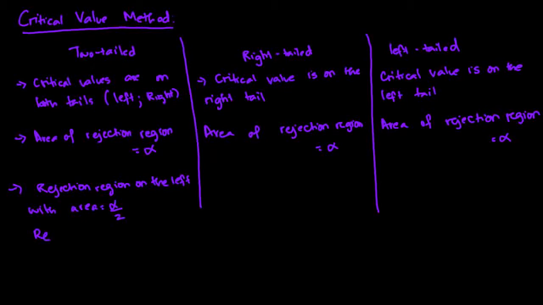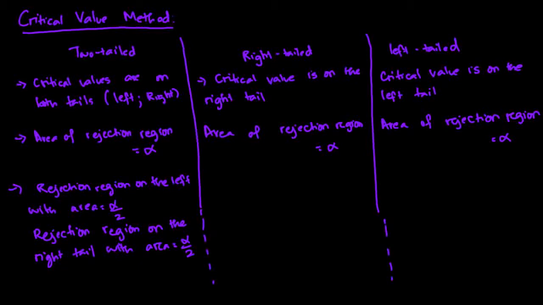And then that is a rejection region on the right tail, with area alpha over 2. If you add the two areas, you end up having a total area of the rejection region equal to alpha. So in a similar way, if you look at the right-tailed and left-tailed test, you just have one rejection region.